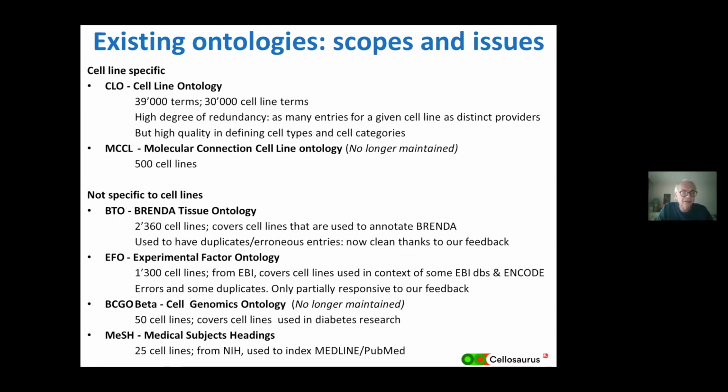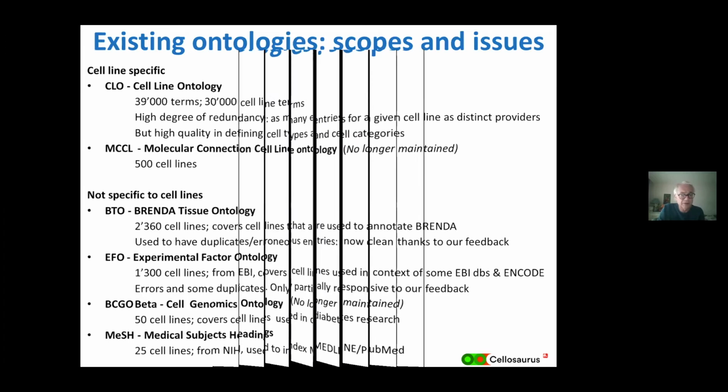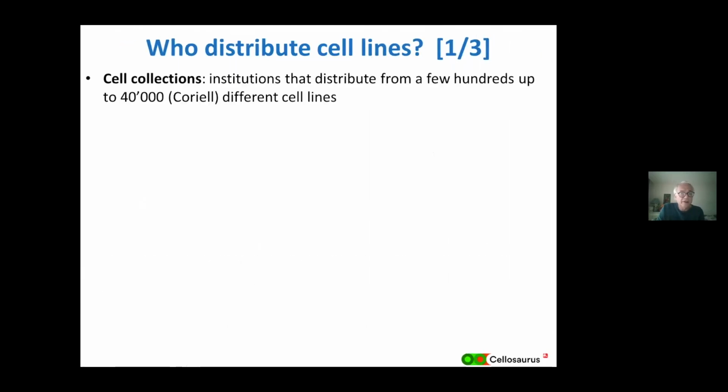So as you see, the ontology world regarding cell lines is nowhere near covering everything we need to represent all of the different cell lines that exist, and it is also restricted because those are ontologies and not knowledge resources. Now, what else is there?